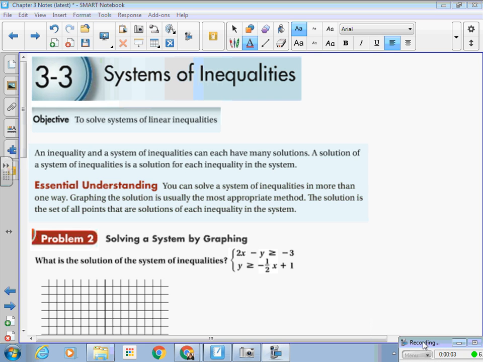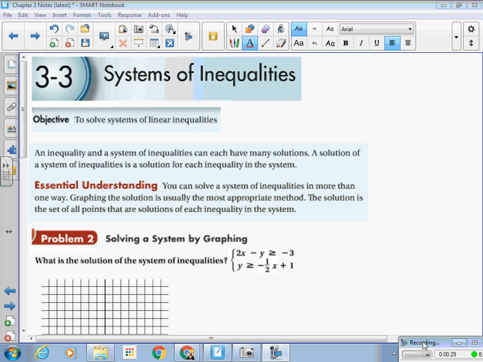So today we're doing 3-3 systems of inequalities. Our learning objective is to solve systems of linear inequalities. We were before using graphing, substitution, and elimination to solve systems of equalities. Now we're going to apply that to equations that have less than, greater than, less than or equal to, greater than or equal to. So same rules kind of apply.